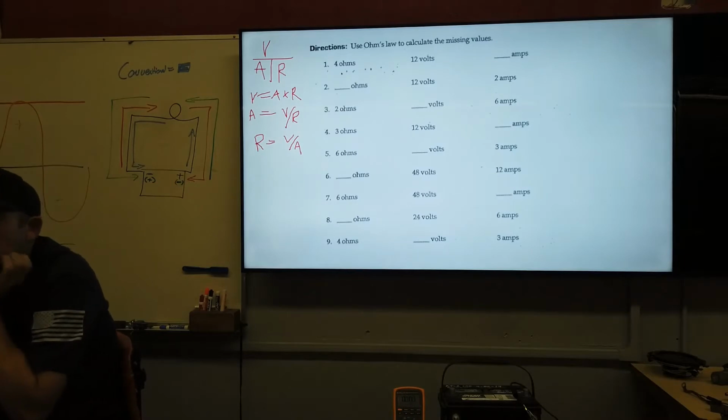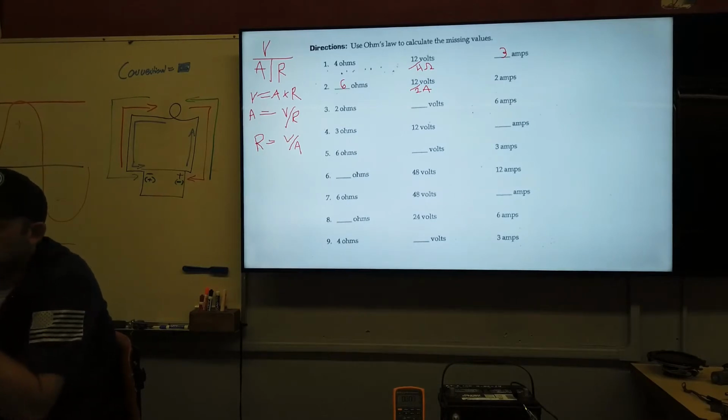So if we go in here and we start to calculate amps that are unknown, then our formula, if amps were unknown, is voltage divided by resistance. So if I took my 12 volts divided by 4 ohms, that gives me 3 amps. If my ohms were unknown, then if I knew volts and amps, 12 volts divided by 2 amps would give me 6 ohms.